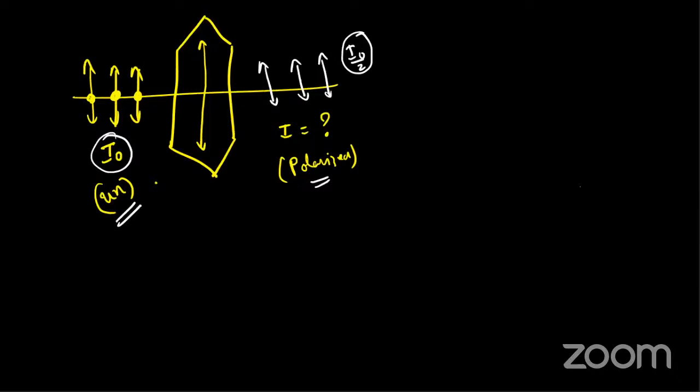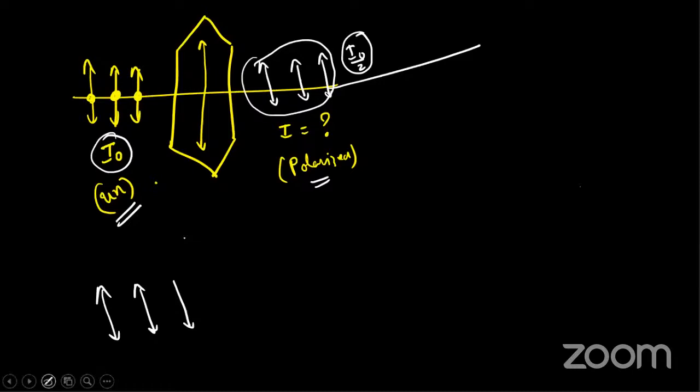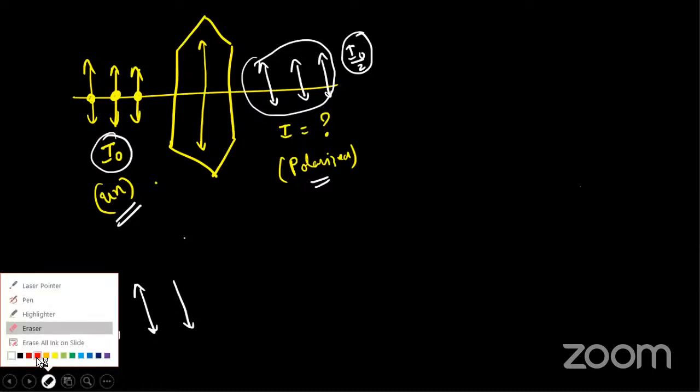Am I clear? Okay. So now I'm going to take the same light, this kind of light which is already polarized. It is already polarized. Okay, let me continue the question here only. That was a bad line. Let me erase that. Let me continue the question from here only.